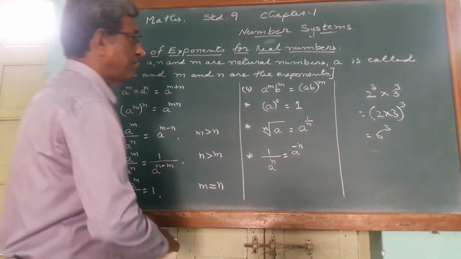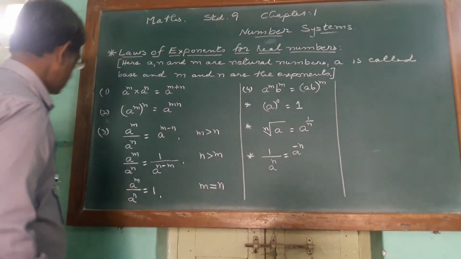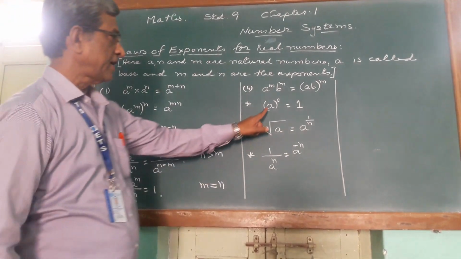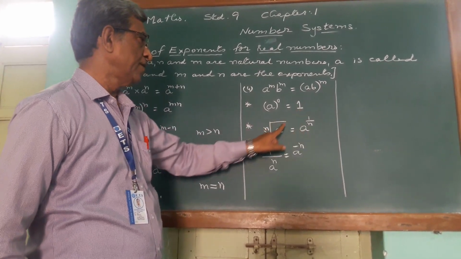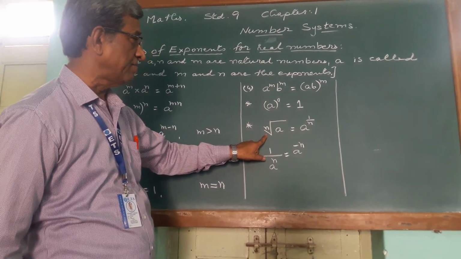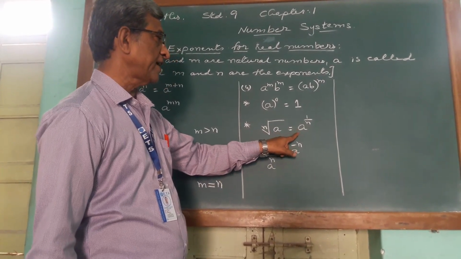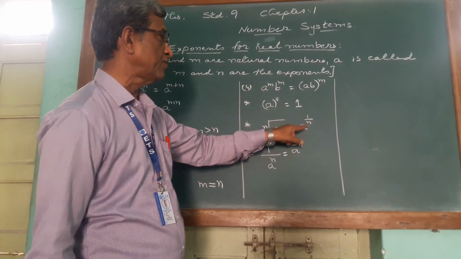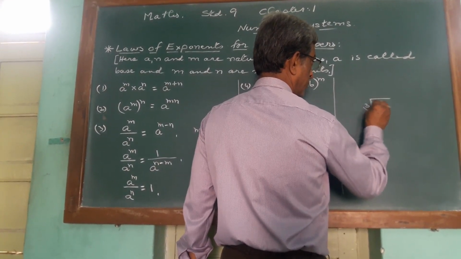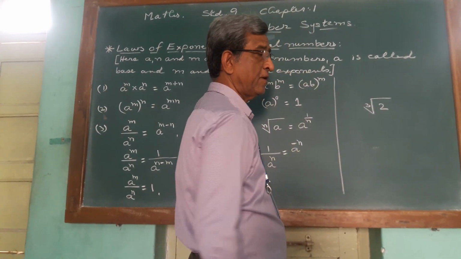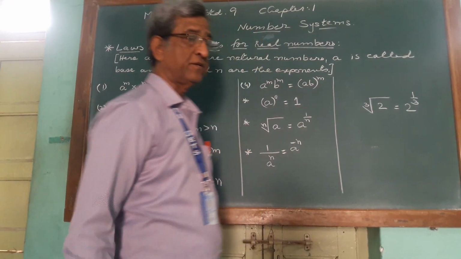Now any number raised to 0 always gives 1. Now if you have root of any number, that is nth root of a, it will become exponent a raised to 1 upon n. If it is cube root of 2, this can be written as 2 raised to 1 upon 3.